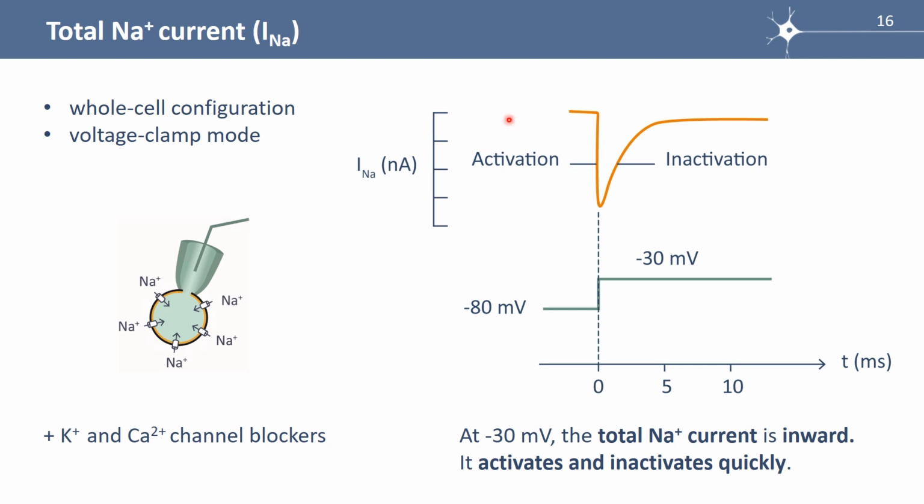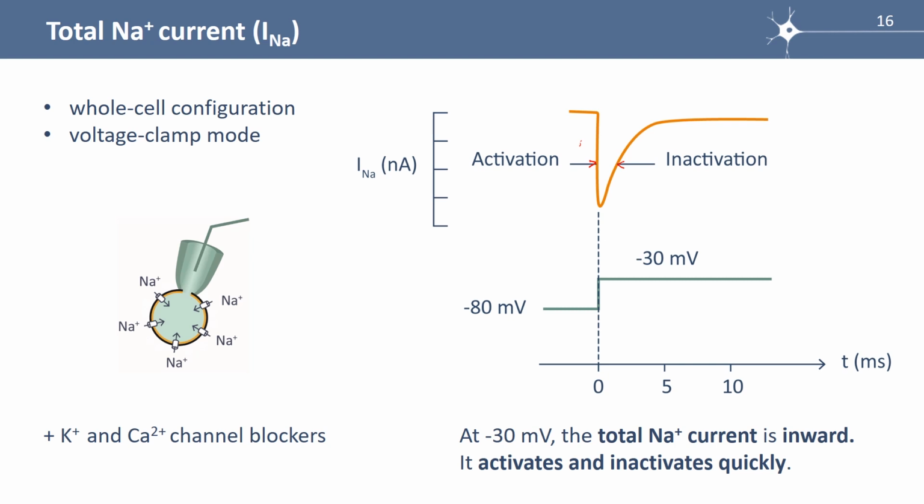Here is the current that we record, in nanoamps, you have the scale here, in response to a depolarizing step to minus 30 millivolts, to be beyond the threshold of sodium channel activation or opening. We see two phases in this current. That is called activation, and here inactivation. So this current is inward, it's negative. It's an inward current at minus 30 millivolts.